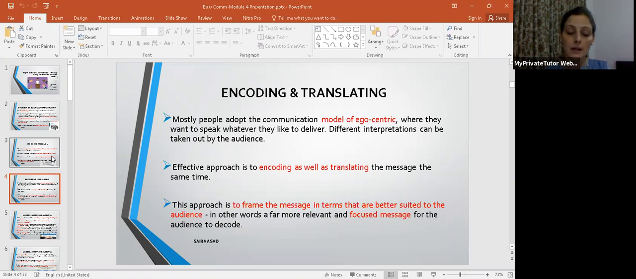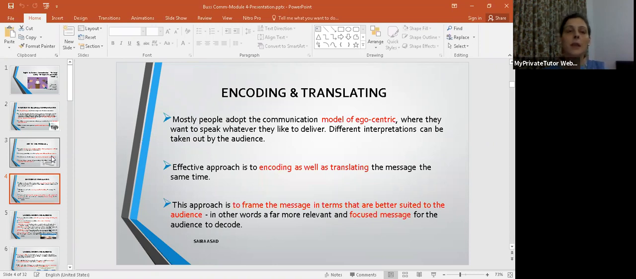Your message is conveyed to the person effectively, and how you're going to get that, when you're going to get the feedback. So I'm just going to focus on this point. Most will adopt the communication model of egocentric, where they want to speak whatever they like to deliver. Different interpretations can be taken of the audience.